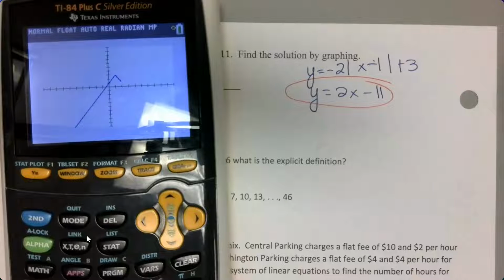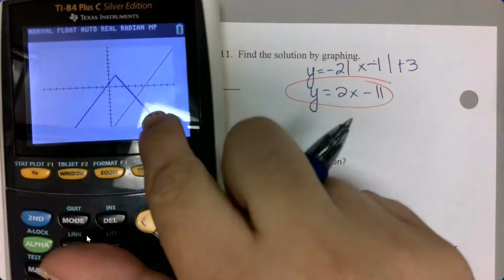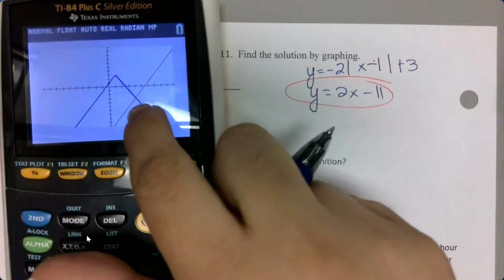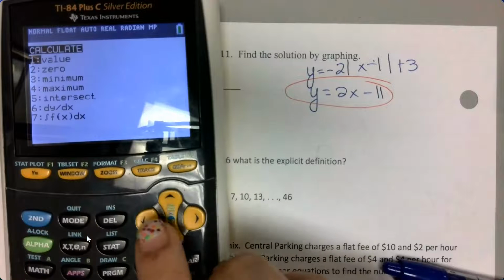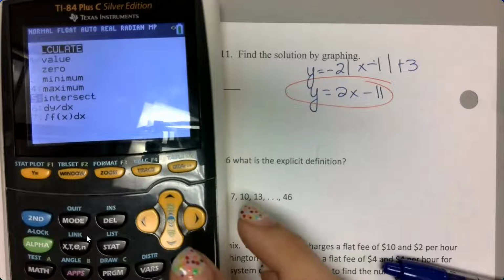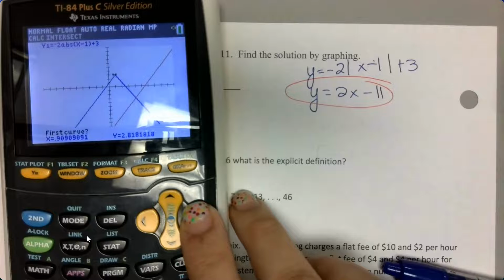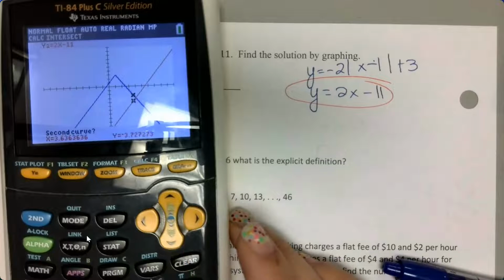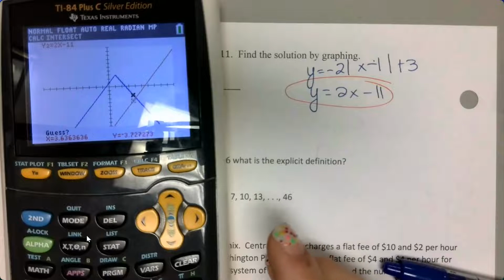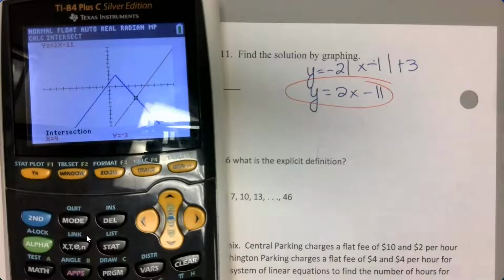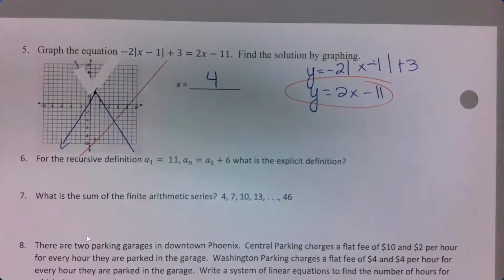And then I just need to wait for these to graph. Okay, so notice this blue line and this red line are parallel. Those 2 are never going to cross, but they are crossing at this point right here. So I go second, trace. Then I want to look for where they're crossing, which is an intersection. I want to get close to that intersection on the blue line. I press enter. Now I'm on my red one. I press enter. It likes to guess for fun. I press enter one more time. And this gives me x equals 4, y equals -3. When I'm solving these, I only care about my x value, so my answer here is 4.